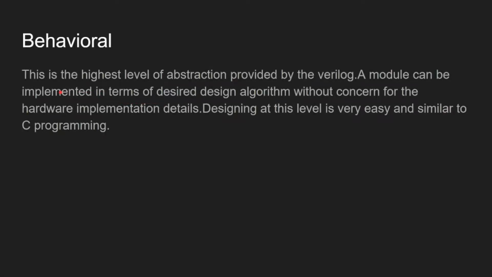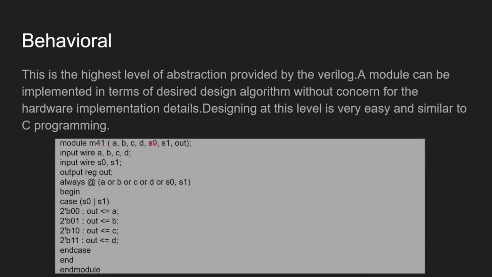Let's see the behavioral. This is the highest level of abstraction provided by the Verilog. A module can be implemented in terms of desired design algorithm without concern for the hardware implementation details. Designing at this level is very easy and similar to C programming level. Now means we can describe a 4:1 mux in terms of an algorithm, how it works, not what the internal gates are and all those. We can just describe the algorithm like this. Now this is the behavioral description of a 4:1 mux.